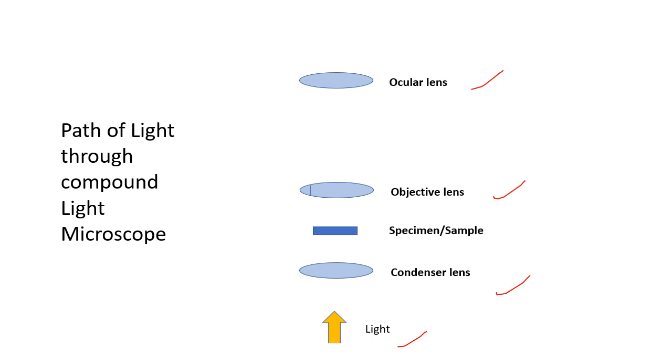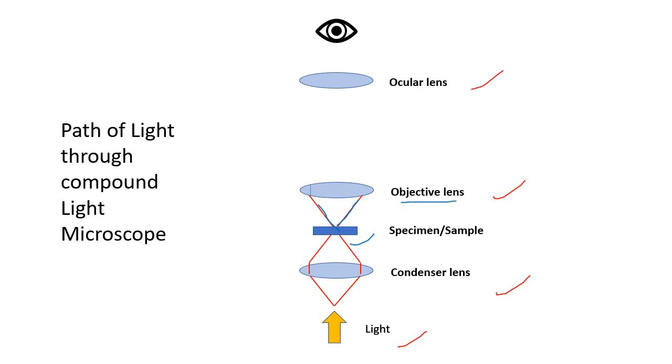So in the first step, and this is your sample here, light is reaching the condenser lens. Now this lens is going to condense light onto the specimen here, and after that light is passing through the specimen, and it is going to the objective lens.